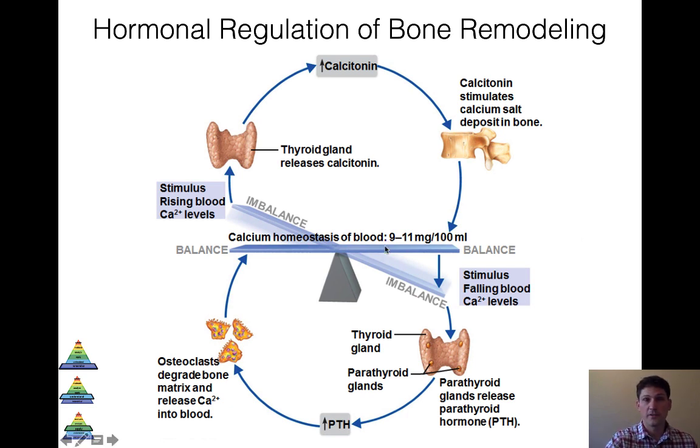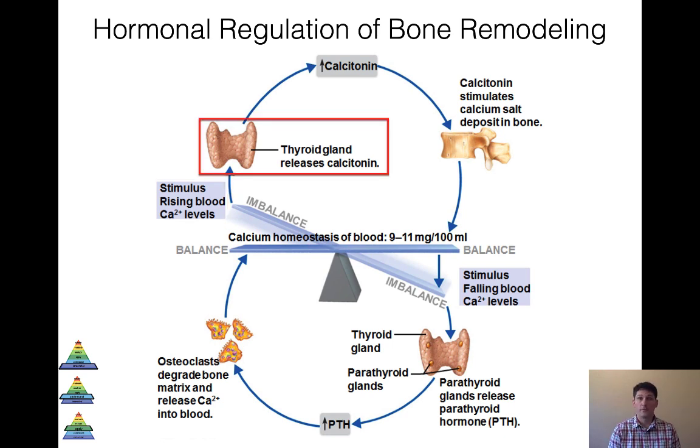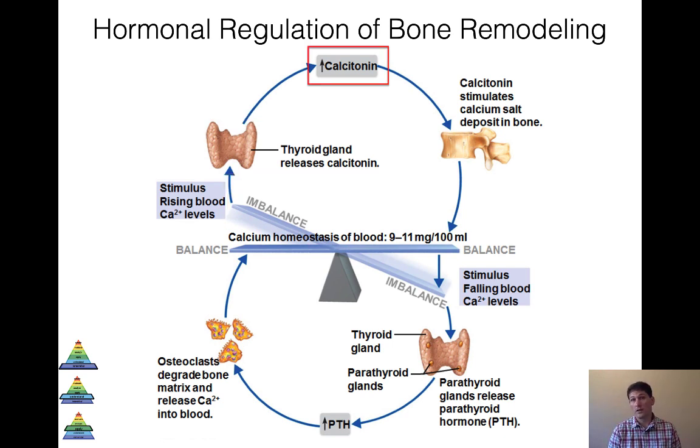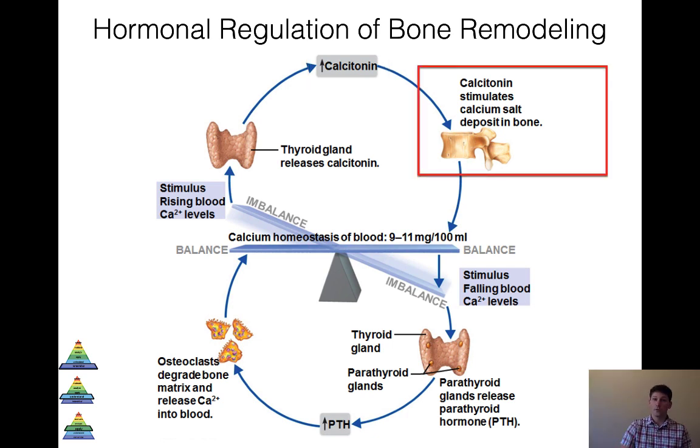So we've seen an image very similar where we've got our little balance beam, and now this blood calcium level is out of balance. Okay, they are out of our normal range of 9 to 11 milligrams. And so what we see, if our blood calcium levels increase, is that we are stimulating our thyroid gland to release calcitonin. Calcitonin increases in our circulation. Calcitonin then travels to our bones.